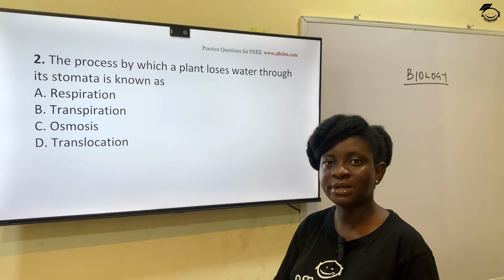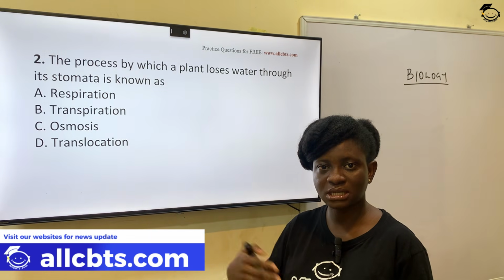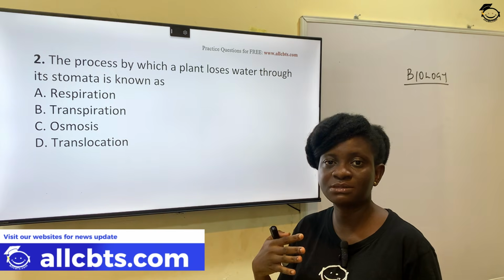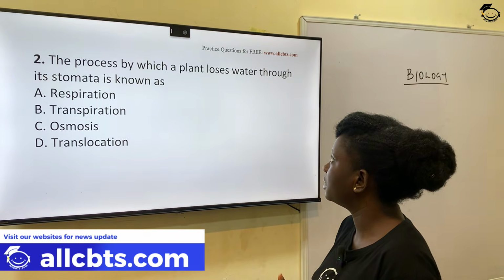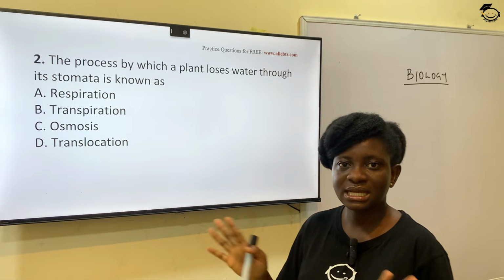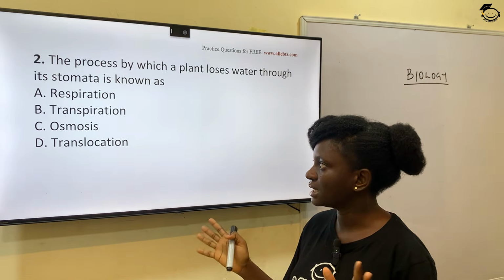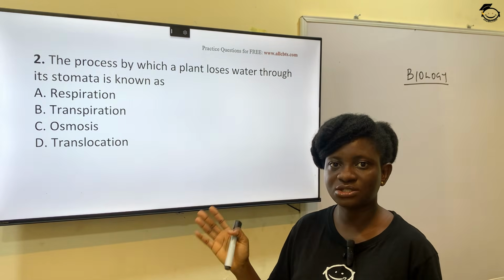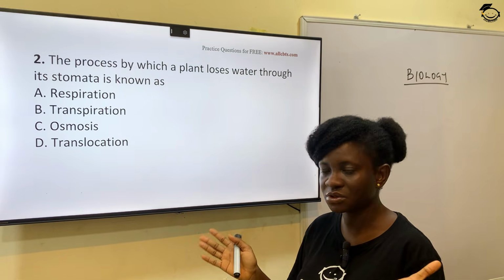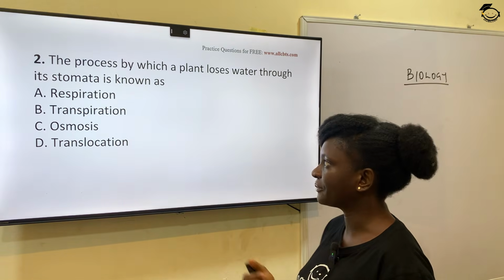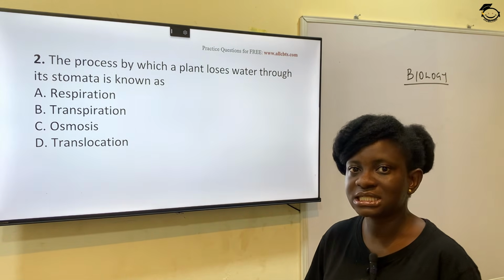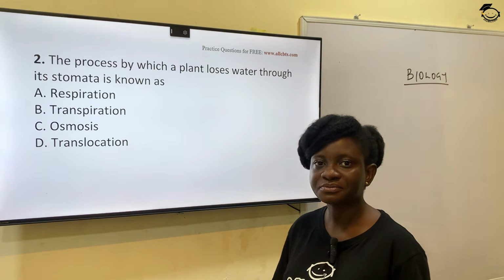Transpiration is the process by which plants lose water in the form of water vapor, just to balance the water in plants. That's evaporation of water, and it happens mainly during the dry season. So the correct answer is B, transpiration.